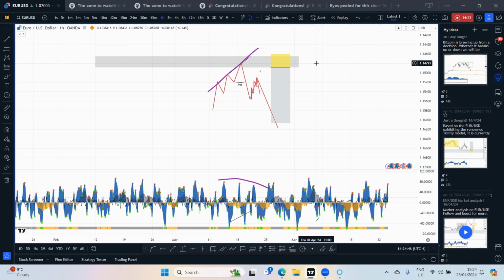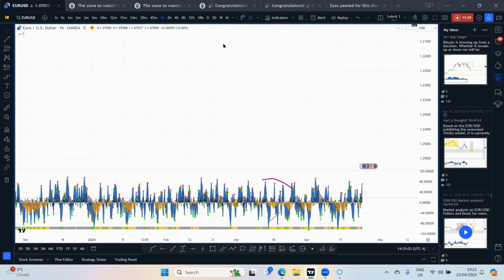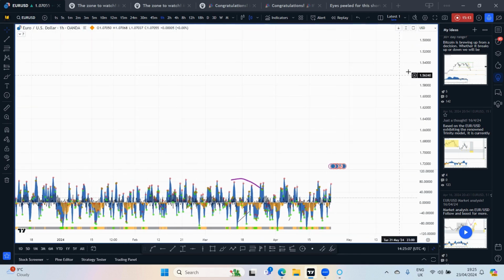But honestly, I wouldn't recommend it. Why would you want to risk your hard-earned money on just a limit order? You want the market to show you what it's doing before you click that buy or sell. So please, please, please make sure you're waiting for your confirmations before you're entering these trades. All right, so that's it. That's what I'm looking out for.